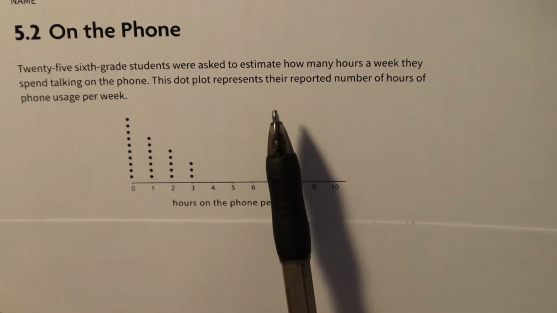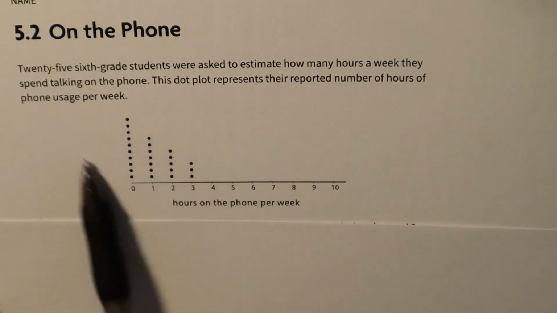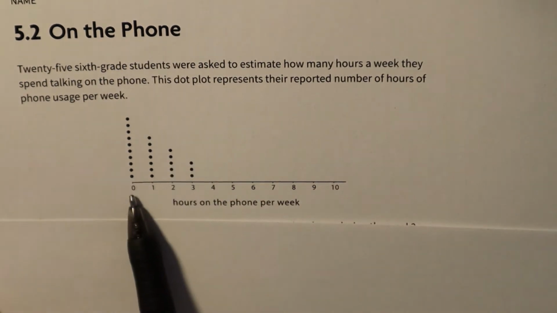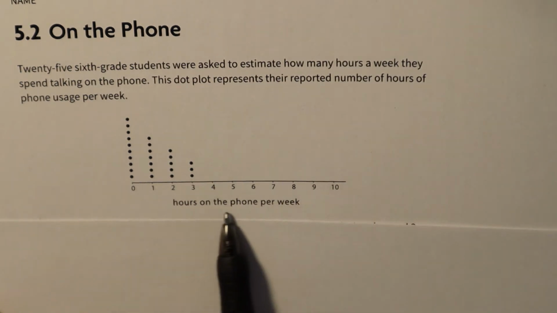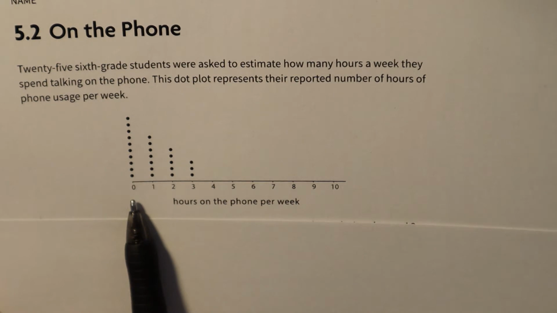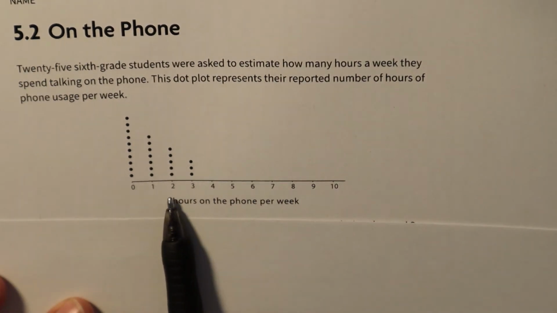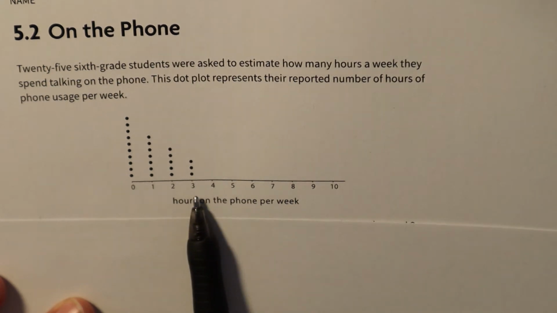Now this is talking on the phone. It's not texting, it's simply talking. And it's over the span of a week. And here's how the results fared out. This dot plot represents hours on the phone per week. So you can see several students were at 0. What does this mean? That means they didn't spend any time talking on the phone. This isn't texting, this is talking. We had several students say they spent an hour, some said they spent 2 hours, and we had 3 students say they spent 3 hours talking on the phone.